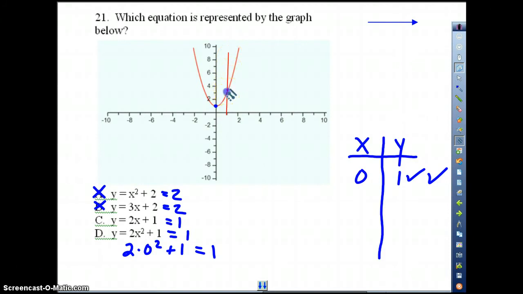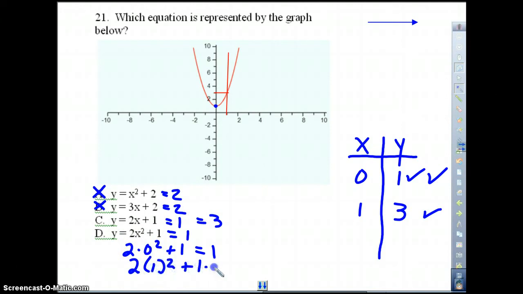I don't know. It looks like an x value of 1 might give you back a y value of what? It looks like 3. 1, 3. If I put in a 1 right here, 2 times 1 is 2 plus 1 is 3. That seems to work out. Let's try down here. 2 times 1 squared plus 1 equals what? 1 times 1 is 1, times 2 is 2, plus 1 is 3. Oh my gosh, it still works out. That's not helping me out, is it?